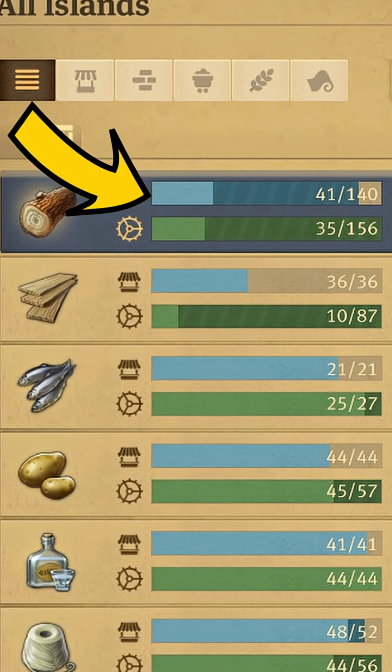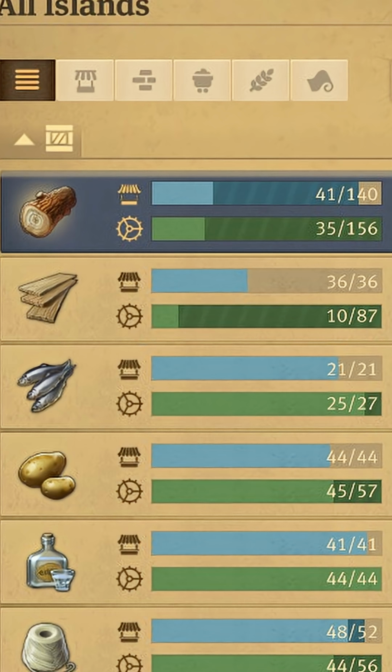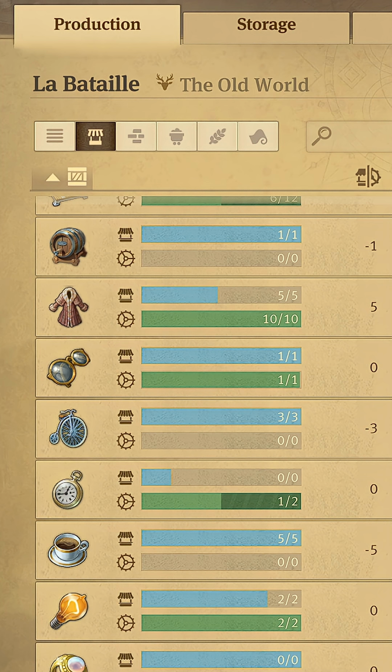The blue bar is the consumption. That's how much your people or your other factories are consuming in a minute. The green bar is your production. That's how much you are producing to meet that demand. All you have to remember is to make sure the green bar is equal to or greater than the blue bar. Don't trust the numbers.